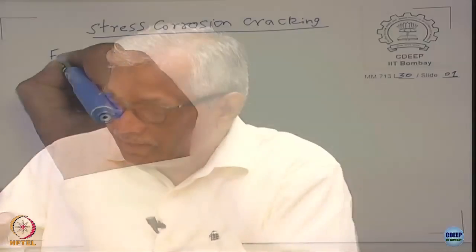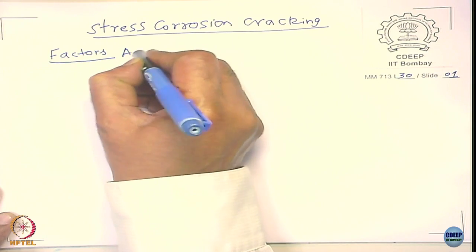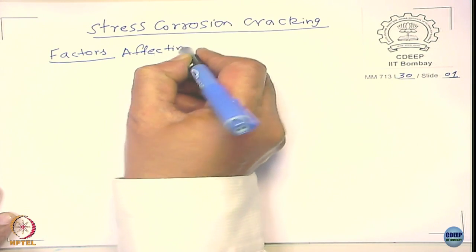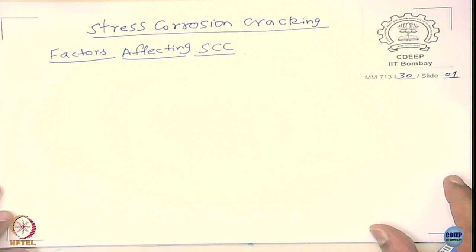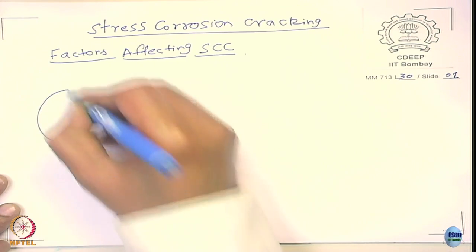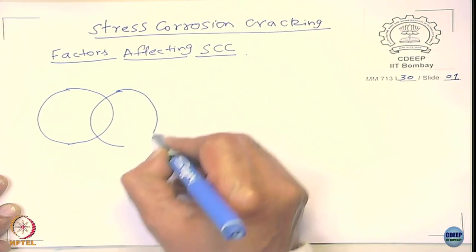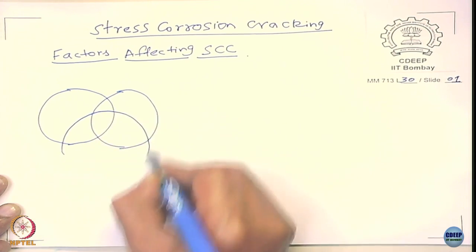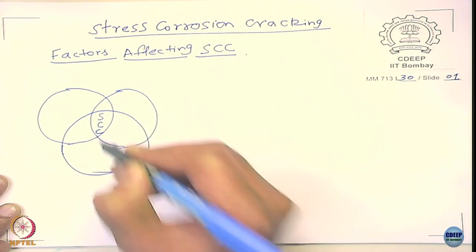So, continuing in the same direction, the next important thing that you would like to know is what are the factors affecting stress corrosion cracking. If you recall, I have given you the Venn diagram wherein we discussed what is stress corrosion cracking. This is SCC, the phenomenon that happens.